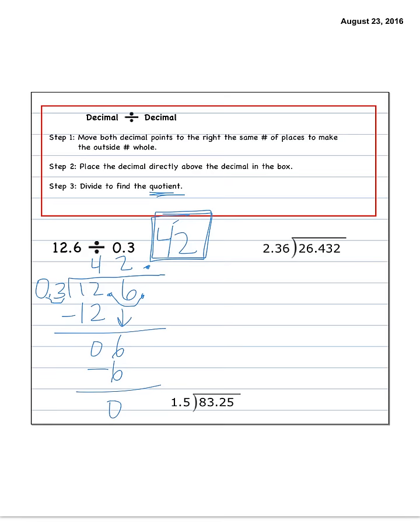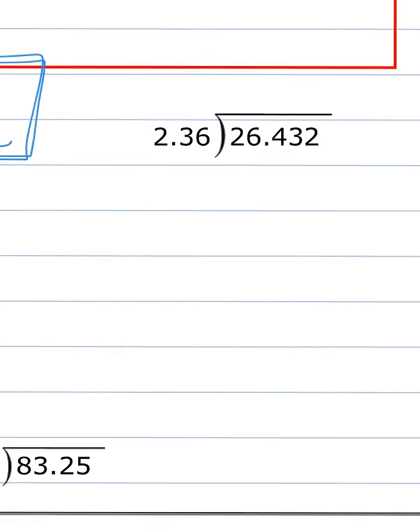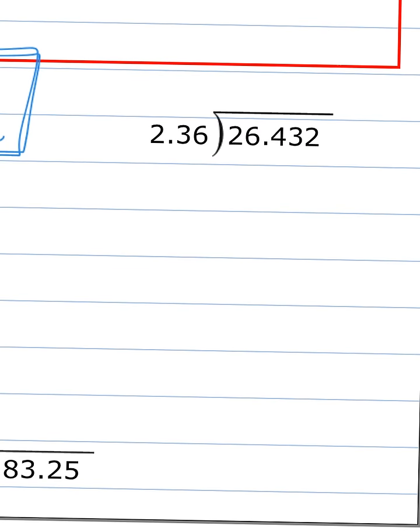All right. Next one here. I'm just going to zoom in on it here. Step 1, we move the decimal place to the right 1, 2 spots on the outside number, so we have to move it that many spots on the inside number. Bring that decimal point directly above to outside the bracket. And now divide like normal.